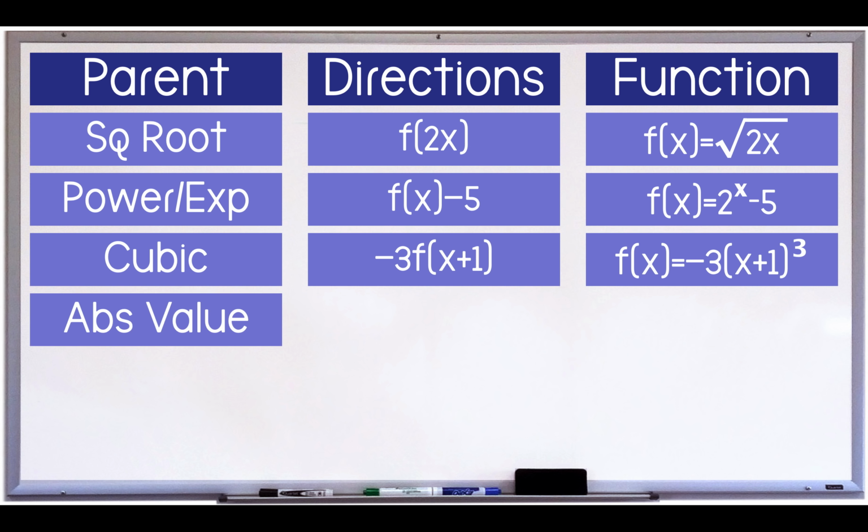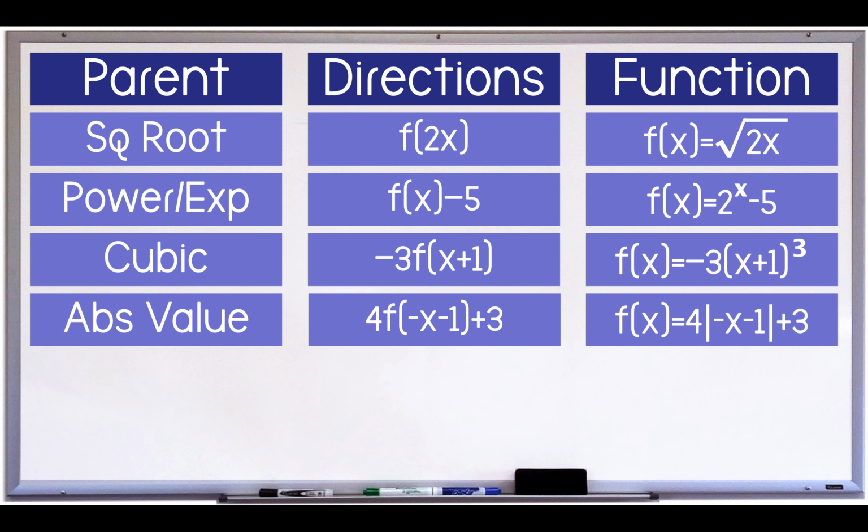And finally, here's a last example. If we have a parent function that's the absolute value, and we want to know how it's transformed, this one here is going to be to the right 1 unit. It's going to be flipped horizontally. It's going to be named f. It's going to be stretched vertically by a factor of 4, and it's going to be translated up 3 units. And that would, of course, create this equation here. This is the absolute value function. It is moved right 1, reflected horizontally, stretched vertically by a factor of 4, and also moved up 3 units.